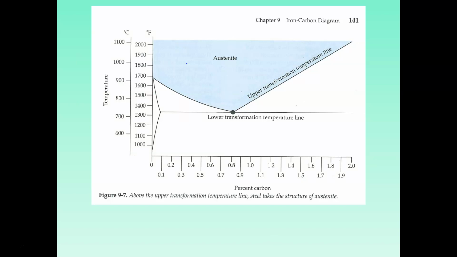And here we are back to the iron-carbon diagram. Remember to refer to the iron-carbon diagram to determine the transfer temperature ranges for the different steels. And again, this was back in Chapter 9 and Figure 9.7 in your textbook.